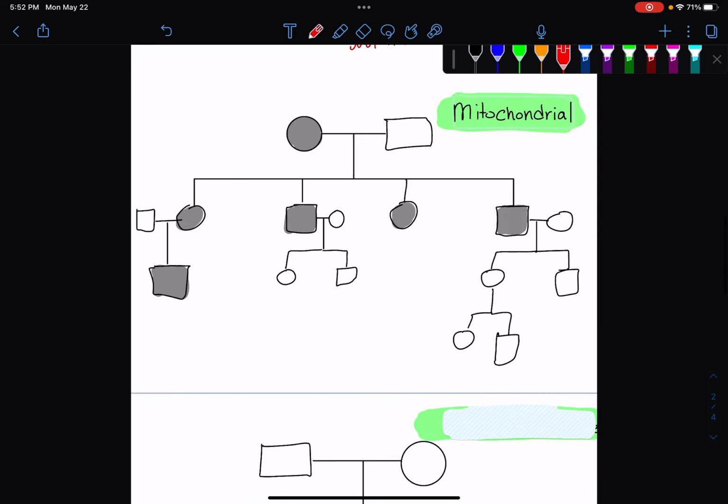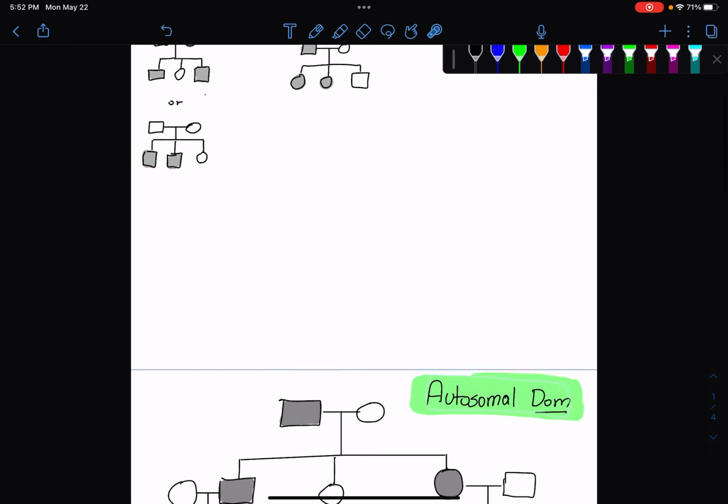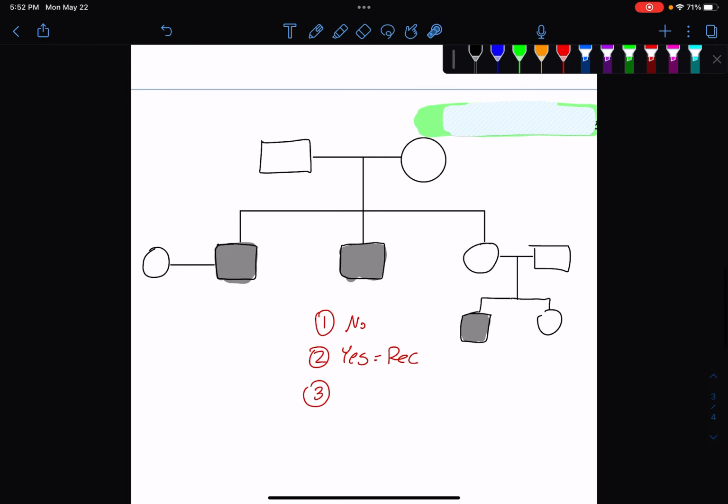For X-linked recessive, I'm going to go back up to the top. We'll see down here, it's going to have those sons, all those sons being affected. We're going to see that pattern. So let's look. Do we see a pattern where all sons are affected, or at least most of the sons are affected, and there aren't really daughters affected? Well, yeah, we do, right? We see son affected, son affected, son affected. That's going to hone us in that it's probably X-linked recessive.